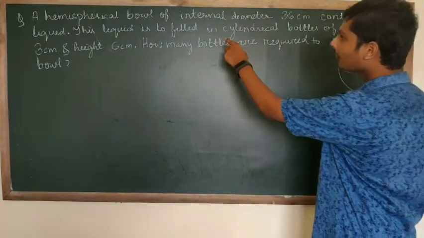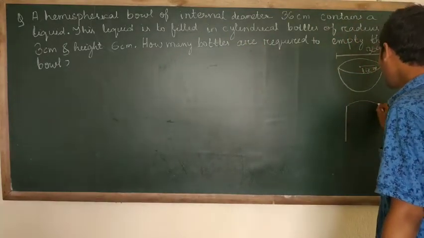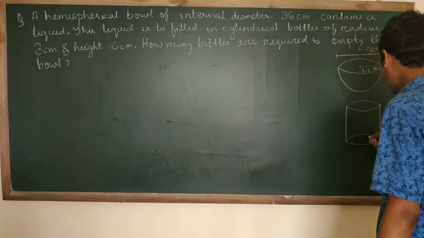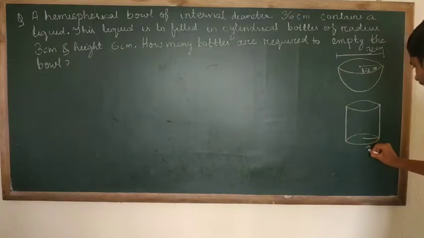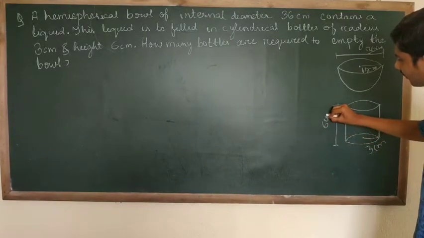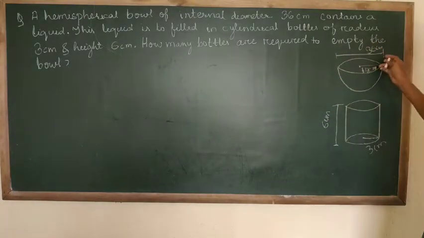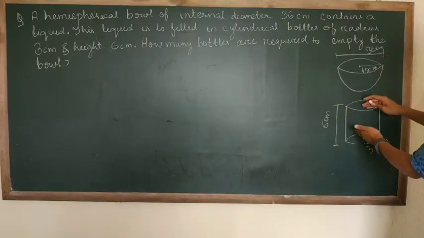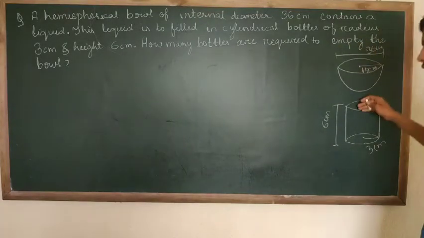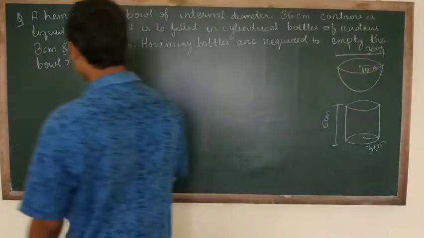Now this liquid is to be filled in a cylindrical bottle of radius 3 centimeters. There is another cylindrical bottle whose radius is 3 centimeters and height is 6 centimeters. So, how many bottles are required to empty this bowl? The liquid is getting transferred to a cylindrical shaped bottle, and it is asking how many bottles can be filled when we are emptying this bowl. Okay, so let's see the solution.